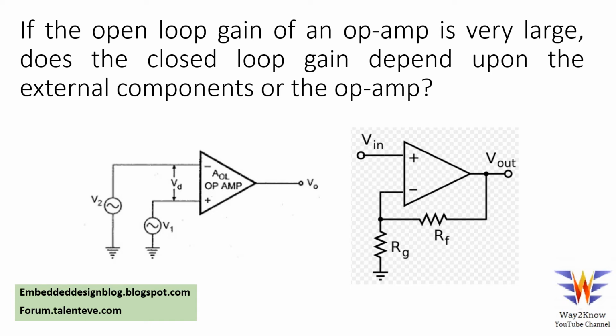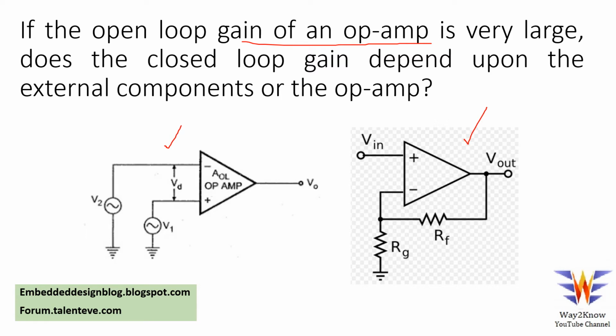Here is a question on op amp. Basically what it says is, if the open loop gain of an op amp is very large, does the closed loop gain depend upon the external components or the op amp? So here, this is a simple open loop configuration and this is a closed loop configuration with a non-inverting input. So closed loop has two types, inverting and non-inverting.